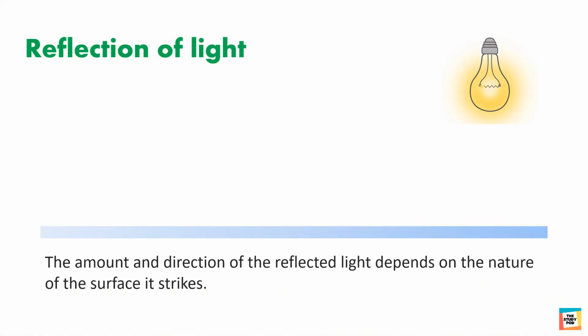Today we will learn about reflection. When you throw a ball against a wall, it bounces off the wall. Similarly, light traveling in a straight line bounces back or reflects when it strikes the surface of another medium. The amount and direction of the reflected light depends on the nature of the surface it strikes.